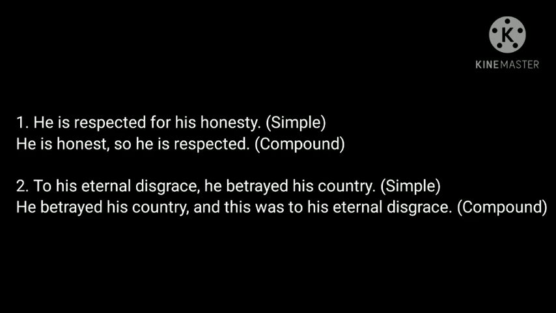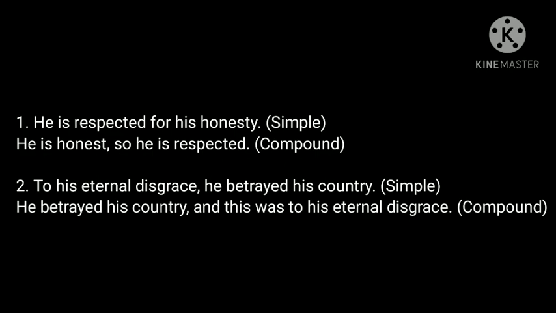Here in this sentence, "to his eternal disgrace" is the phrase that we have to expand into a coordinating clause. That means we have to expand the phrase "to his eternal disgrace" in such a way that it should contain a subject, predicate with a finite verb, and also it should be joined with the main clause by a coordinating conjunction. So the compound sentence we get for this sentence is, "He betrayed his country, and this was to his eternal disgrace."